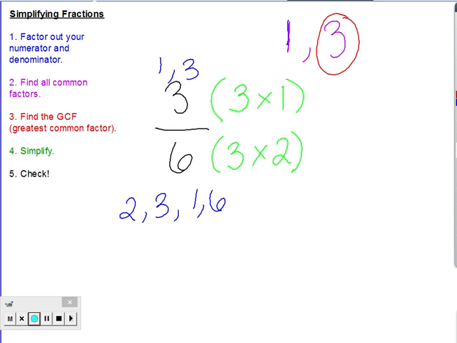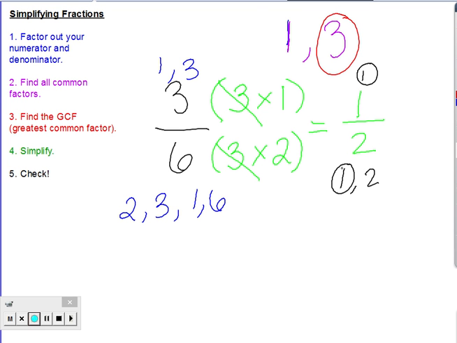Now, the next part in simplifying is we have to cross out our common factors, the 3. We are now left with a 1 on top and 2 on the bottom. And if we were to put that in fraction form, it would be 1/2. Now, our last step is to check to make sure we can't simplify it anymore. One way you can do that is by listing out the factors of 1, which is just a 1, and listing out the factors of 2, 1 and 2. Now, since the only common factor they share is a 1, then that's how you know you are done.